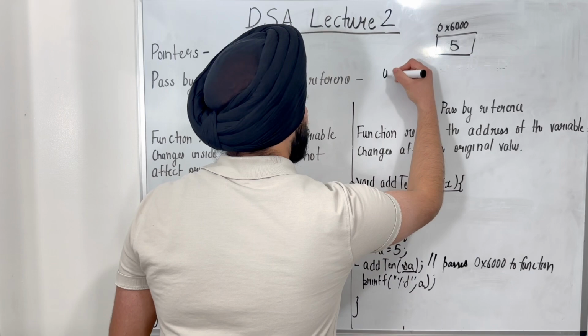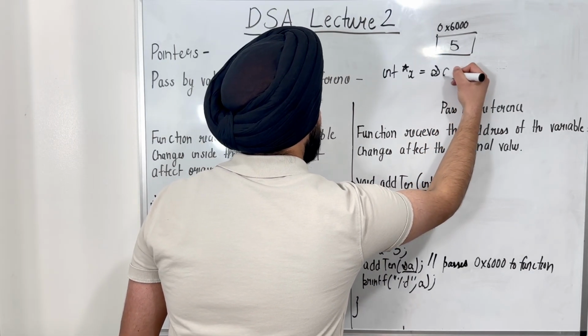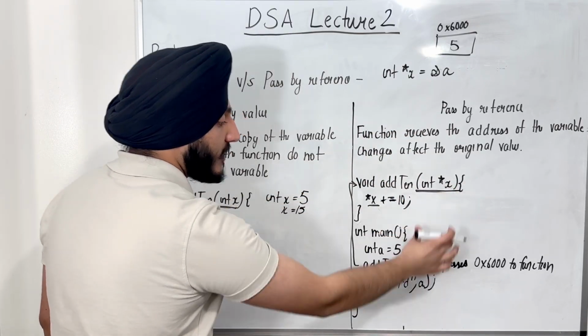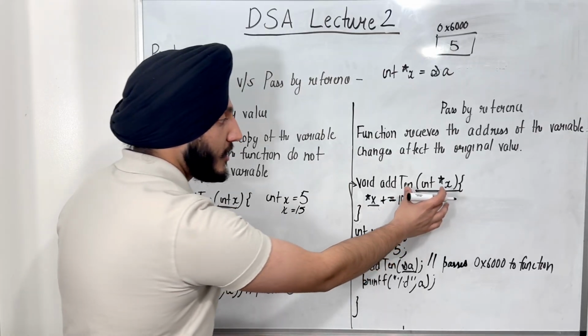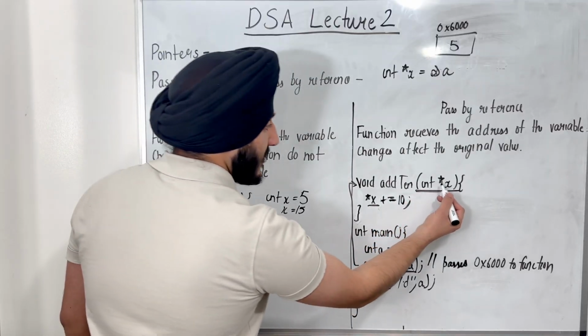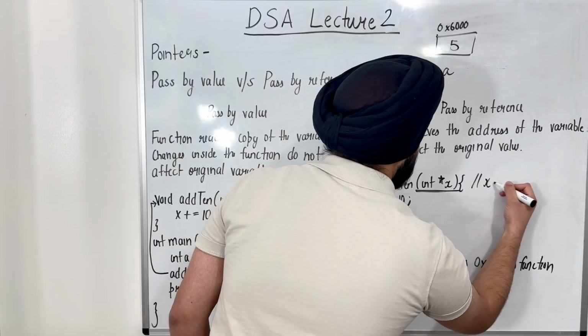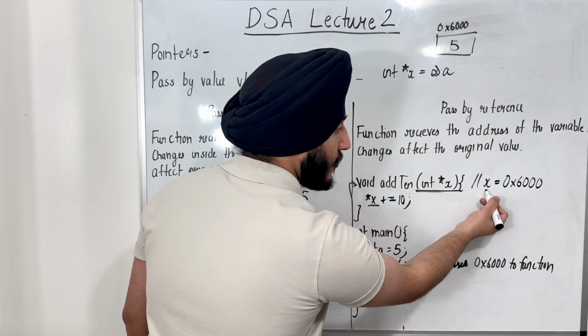But how do we declare a pointer? We declare it as int *x equal, let's say, address of a, and the same thing is happening in this case as well. Since I'm passing an address, I need to declare it as a pointer in the argument declaration. So what's going to happen is this pointer is going to be set up as x equal 0x6000. x is the pointer over here.